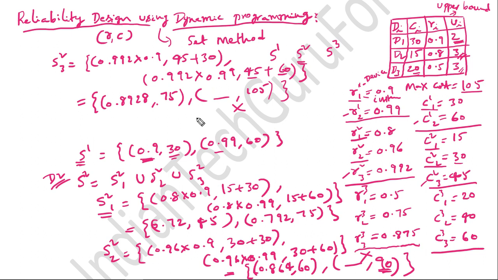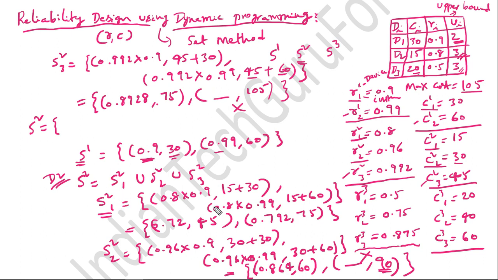Okay. So now we have calculated S power 2 suffix 1, S power 2 suffix 2, S power 2 suffix 3. Now we can calculate S power 2. S power 2 is nothing but the union of S power 2 suffix 1, S power 2 suffix 2 and S power 2 suffix 3, in which we have discarded some of the entries and we need to consider some of the entries.